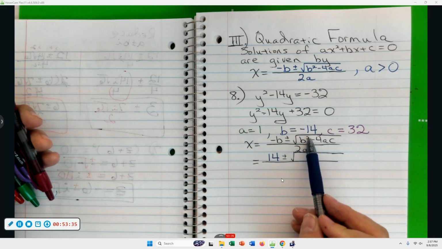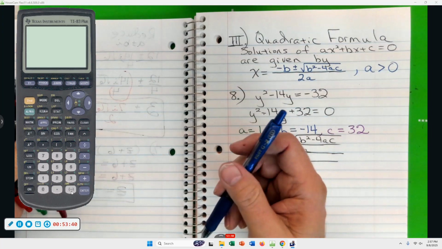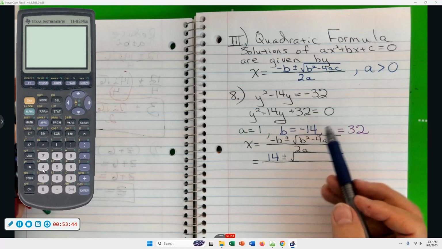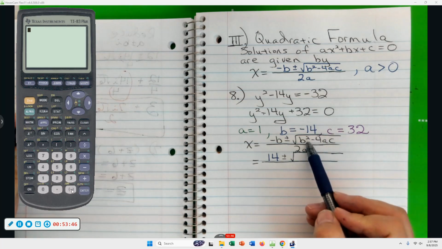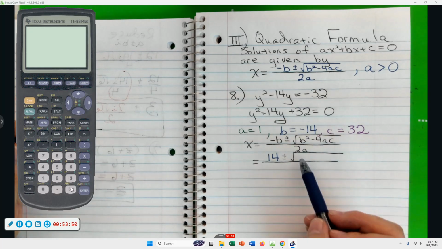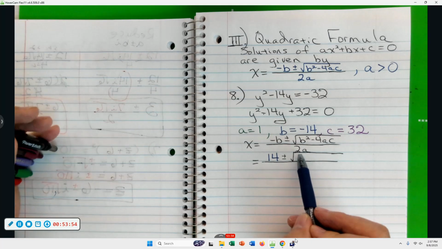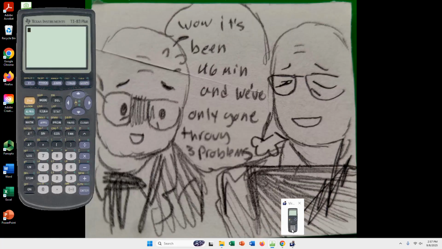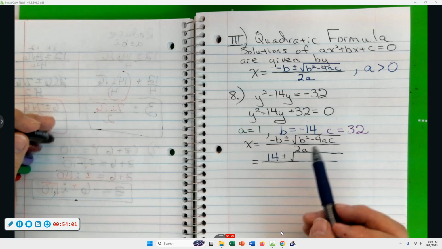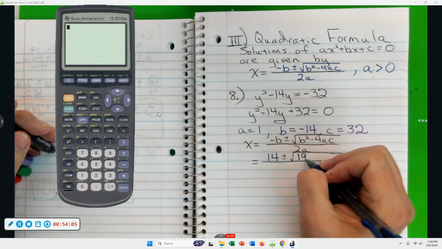Now b squared. I would encourage you to use a calculator for that. So we want negative 14 times negative 14. Stop and think, negative times negative. What sign do you expect to have here under the square root? Negative 14 times negative 14 is going to be a positive 196.